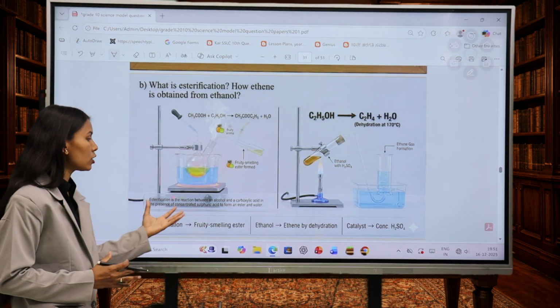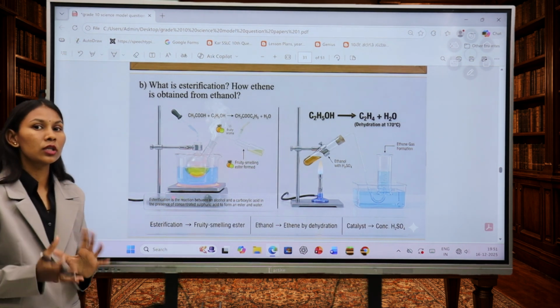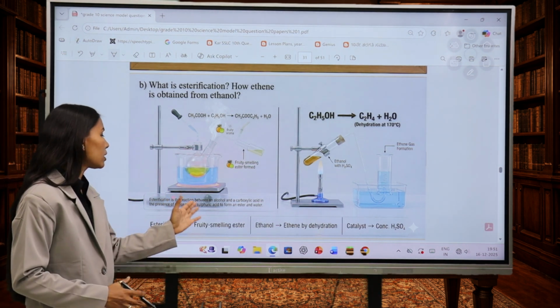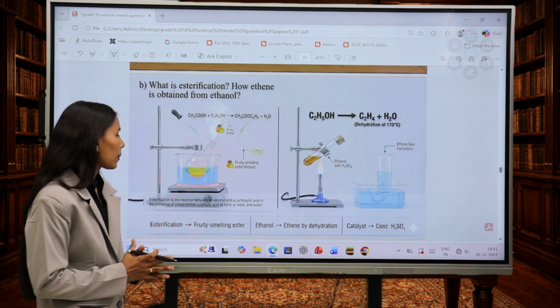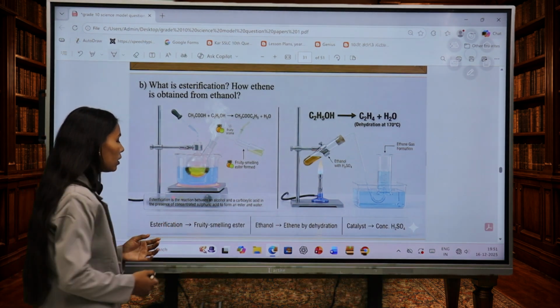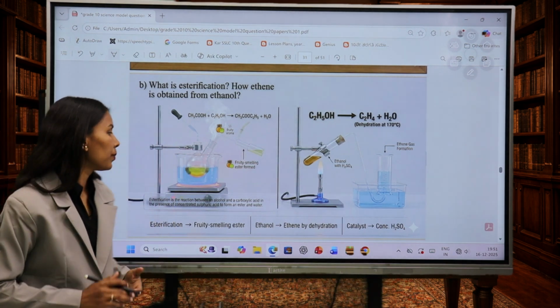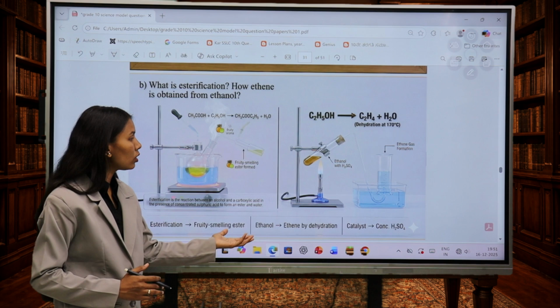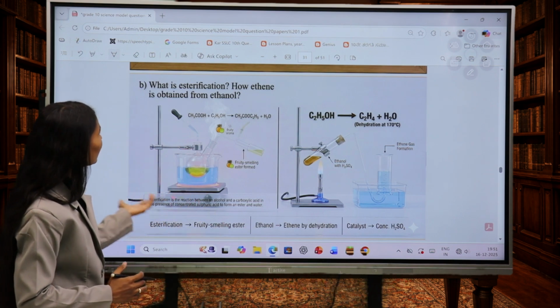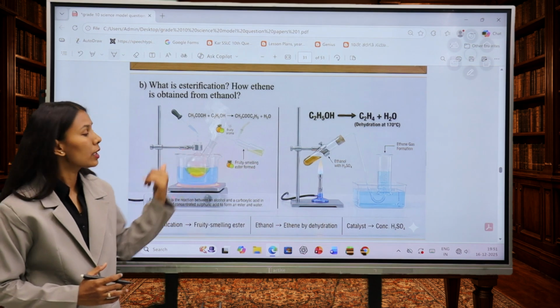So this process is called esterification, that too in the presence of concentrated sulfuric acid. Next, in esterification there will be a fruity smell of ester, meaning this ester is used in perfumes and all. So how can ethanol be converted to ethene, or how is ethene obtained from ethanol?